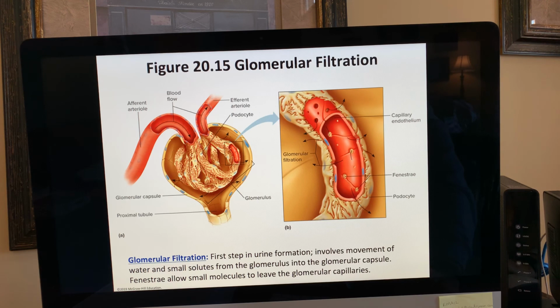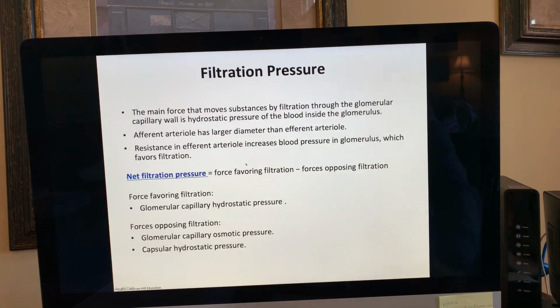So the first step in kidney function is glomerular filtration. Filtration occurs through small substances leaving the capillaries in the glomerulus through the podocytes and entering the glomerular capsule. The pressure that forces that fluid out is based on the hydrostatic pressure of the blood entering the glomerulus. The afferent arteriole has a larger diameter than the efferent arteriole, which means it delivers more blood per unit volume than the efferent arteriole takes out. So consequently, that increases the pressure.